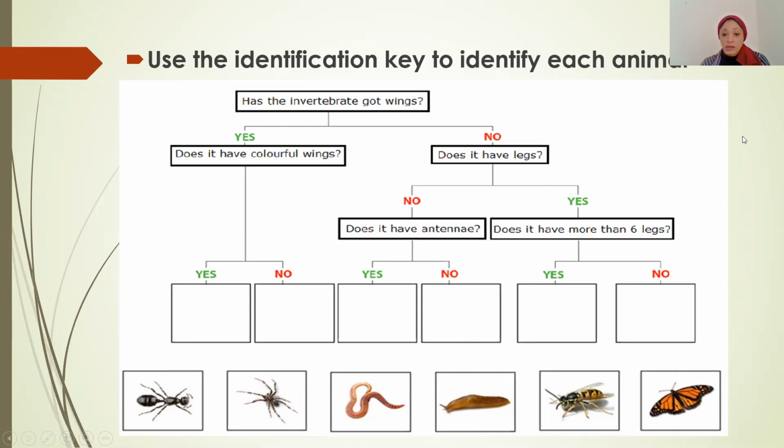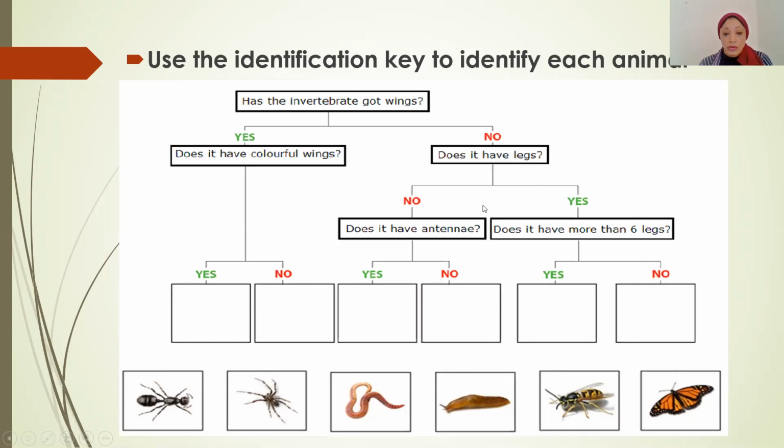How can I know with the next question? Does it have more than 6 legs? Let's count. 1, 2, 3, 4, 5, 6, 7, 8 for the spider. So if the answer is yes, it will be the spider. If the answer is no, see here the ant has only 6 because it's from the insects. 1, 2, 3, 4, 5, 6. It doesn't have more than 6 legs, so the answer is no, and the answer will be the ant. So this is the way that you answer this question.